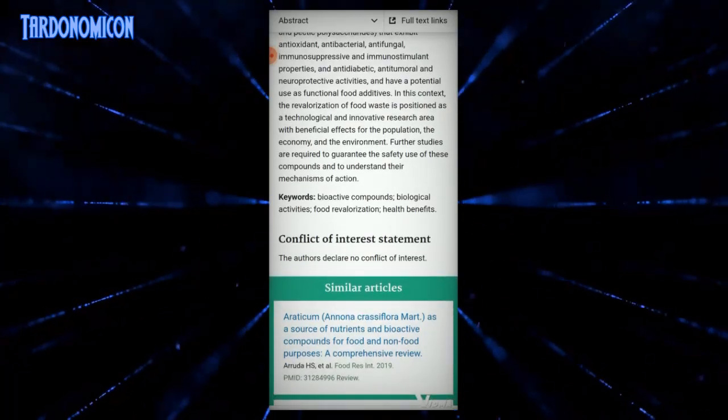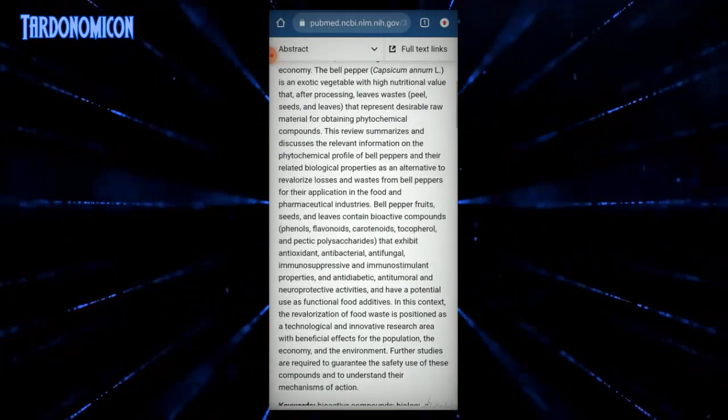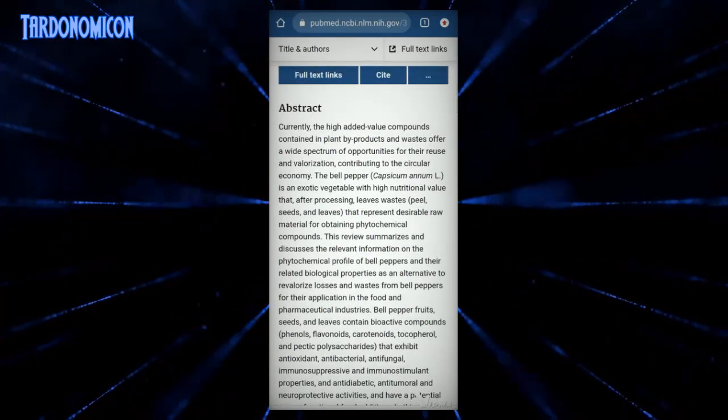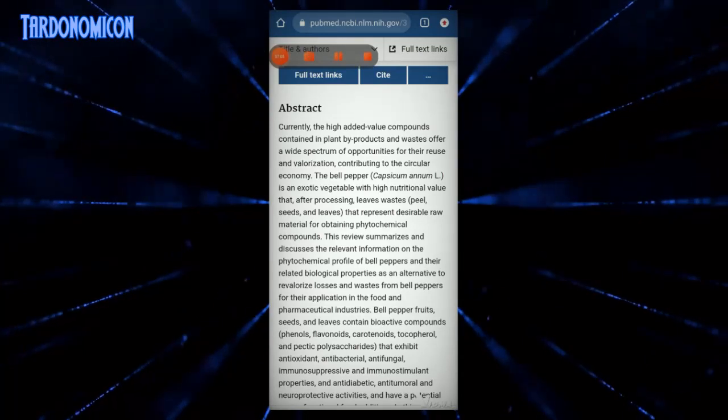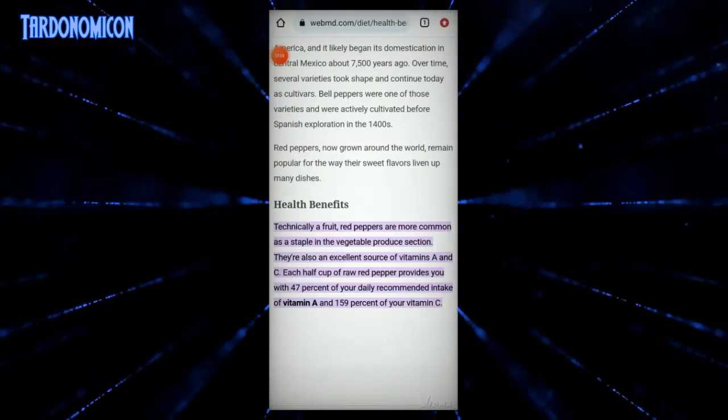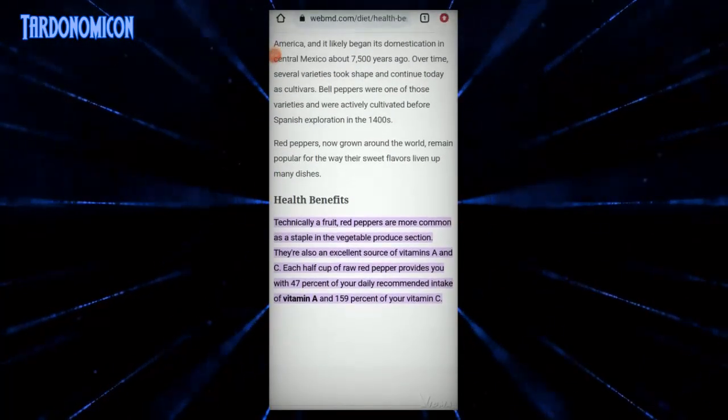Now, I also want to let you know that a red bell pepper is loaded with vitamin C. It could really be considered almost a vitamin C supplement. It's that rich in vitamin C. So this is from WebMD. This is some of the health benefits of peppers.